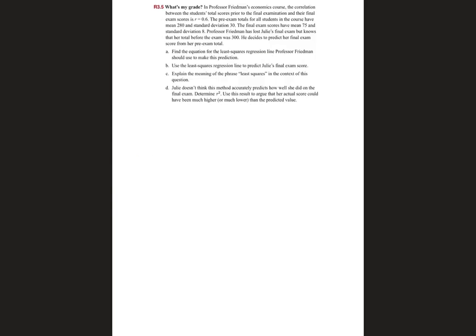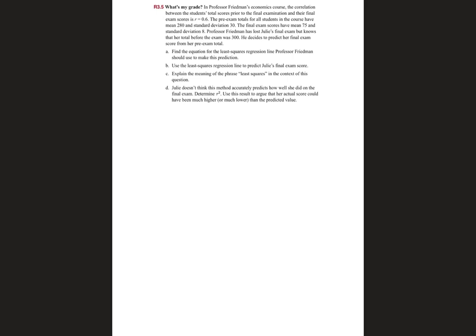Okay, 3.5, they say, what's my grade? Professor Friedman's economics course. The correlation between the students' total scores prior to the fall examination and their final exam scores is R equals 0.6. The pre-exam totals for all students in the course have a mean of 280 and a standard deviation of 30. And the final exam scores have a mean of 75 and a standard deviation of 8. Professor Friedman has lost Julie's final exam, but knows that her total before the exam was 300. He decides to predict her final exam score from her pre-exam total.